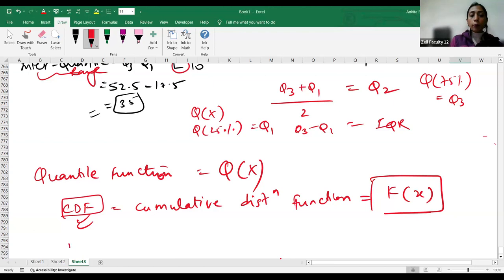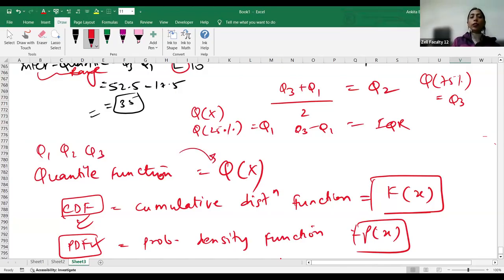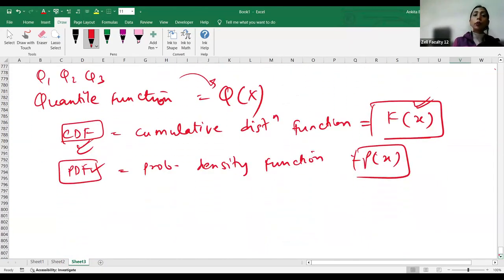And then you have a PDF. PDF full form is probability density function, which is P of x. So P of x is also known as PDF. Quantile function like Q1, Q2, Q3 would be denoted using Q of x. The cumulative function f of x is also known as CDF. So these are different nomenclatures which are used from your exam perspective. So PDF is basically the probability distribution of all the possible outcomes.